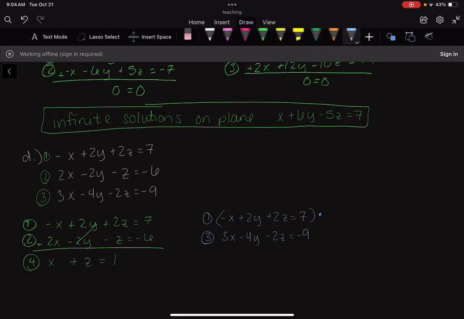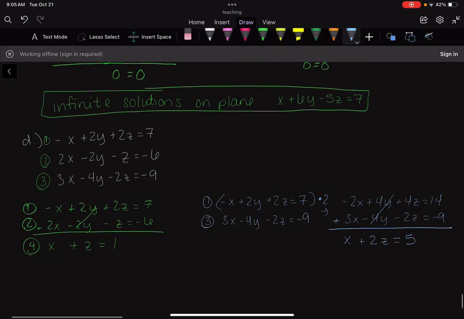So for the first one, I can multiply it by 2. So I get negative 2x plus 4y plus 4z equals 14. And from my second equation, I'm not doing anything. I'm just leaving it the same. Adding these together, I get x, y's cancel. I'll get plus 2z is equal to 14 minus 9. It's going to give me 5. So this is my equation 5.